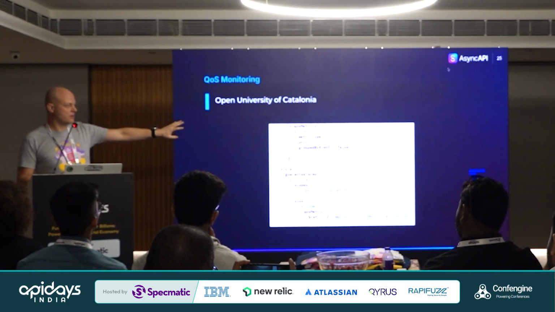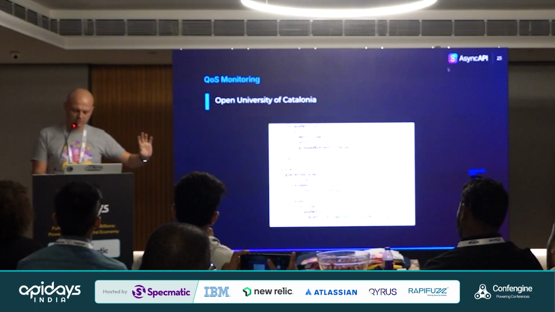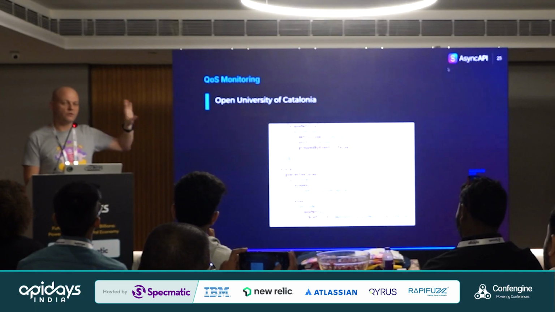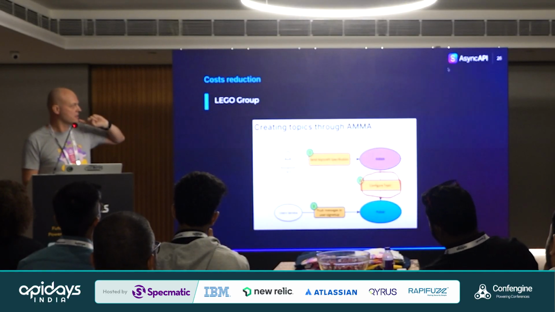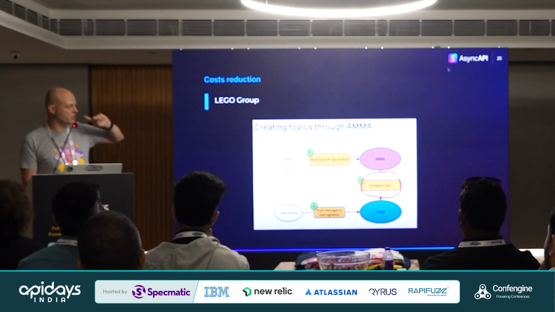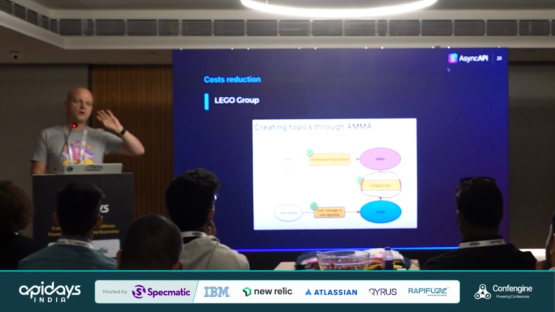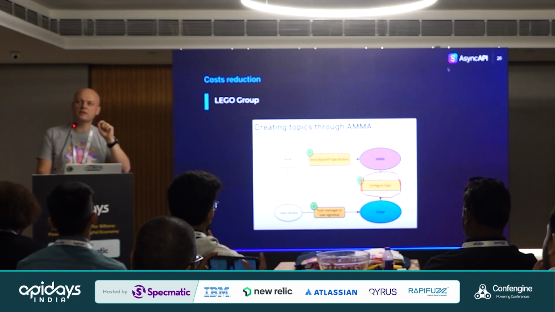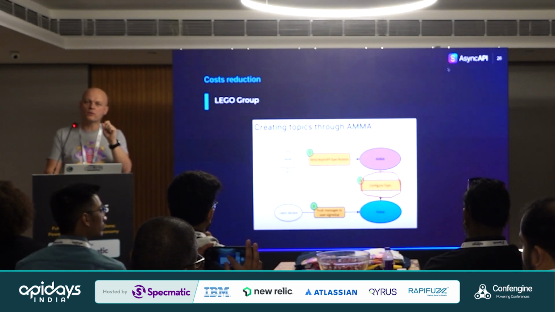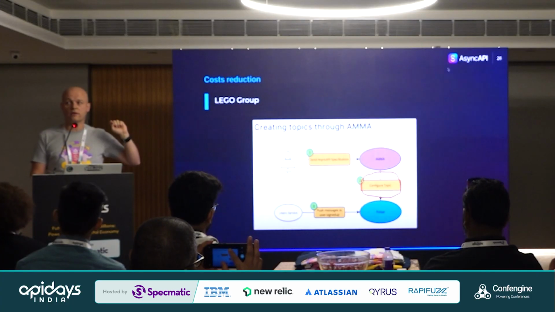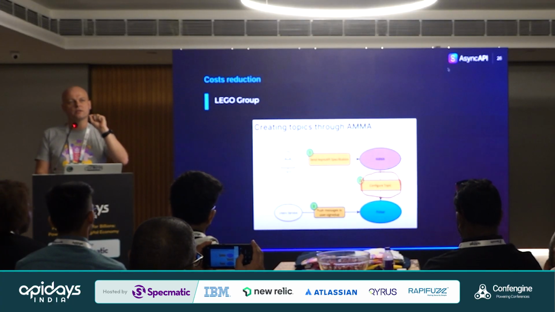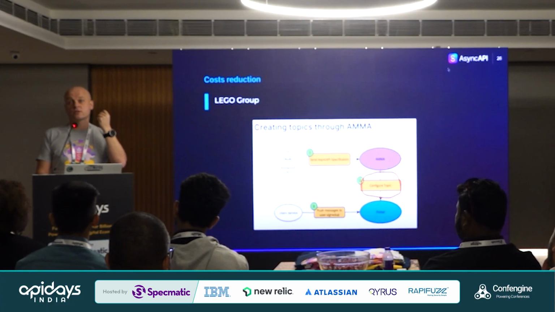QNS monitoring. I'm going to have to skip this one, although I love the idea of how they use AsyncAPI extensions. Cost reduction is very much related to config as code, but I'm explicitly mentioning it because it's really important. For example, what was the motivation for Lego? It was not so much the API drift, it was the cost reduction.